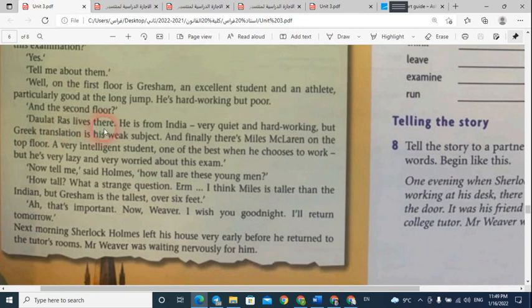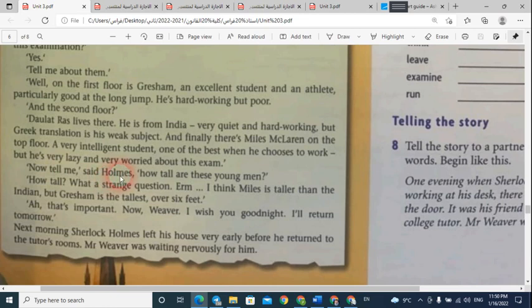"And the second floor?" "Dola Tras lives there. He's from India, very quiet and hard-working, but Greek translation is his weak subject. And finally, there is Miles McLaren on the top floor, a very intelligent student, one of the best when he chooses to work, but he's very lazy and very worried about this exam."